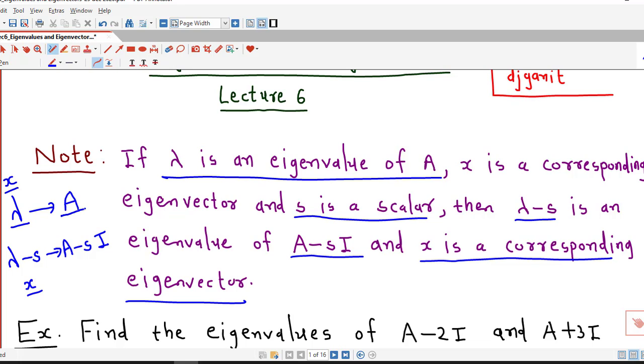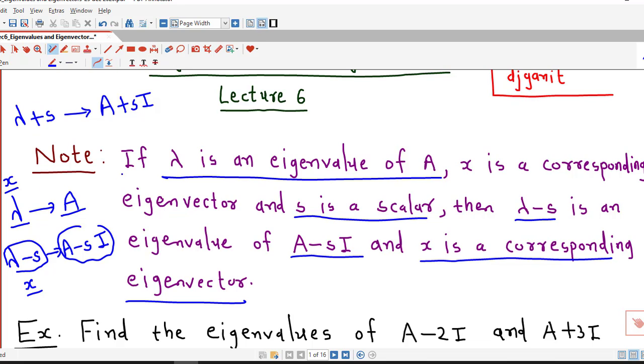If lambda is an eigenvalue of matrix A, then lambda minus s is an eigenvalue of matrix A minus s into I. If s is a negative real number, then we can say that if we want to find eigenvalues of A plus s into I, then lambda plus s is an eigenvalue of matrix A plus s into I, where s is any real number.